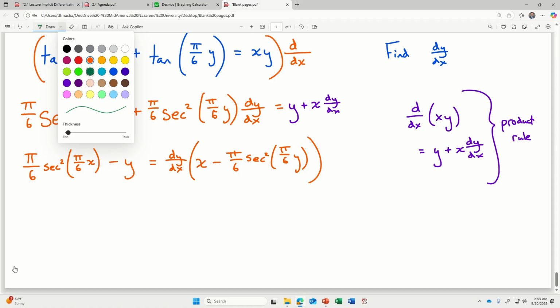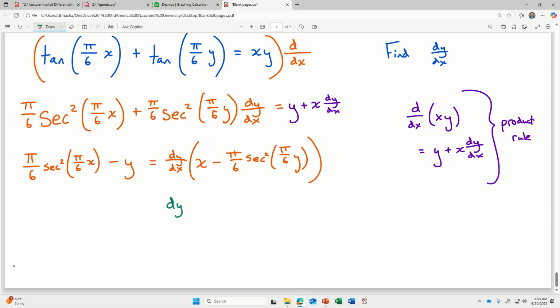So when you're feeling good about that, divide both sides by everything in parentheses there. And we will get pi over 6 secant squared of pi over 6 x minus y, all divided by x minus pi over 6 secant squared of pi over 6y.